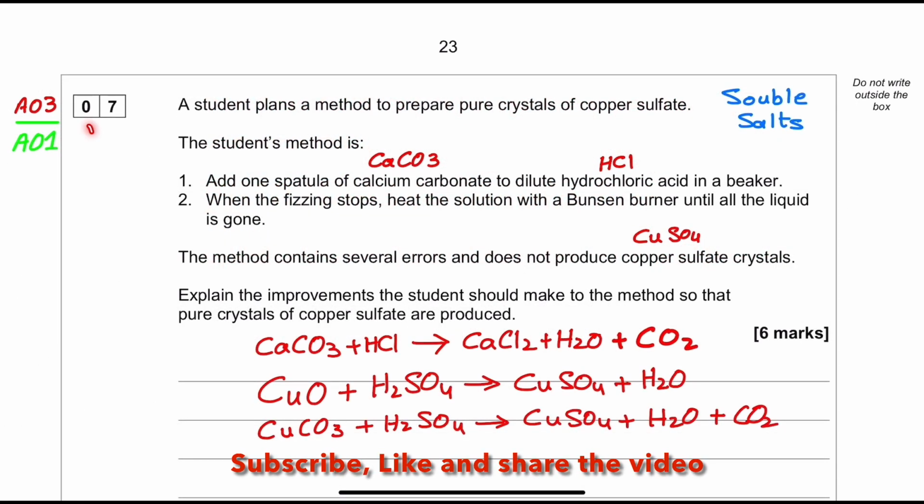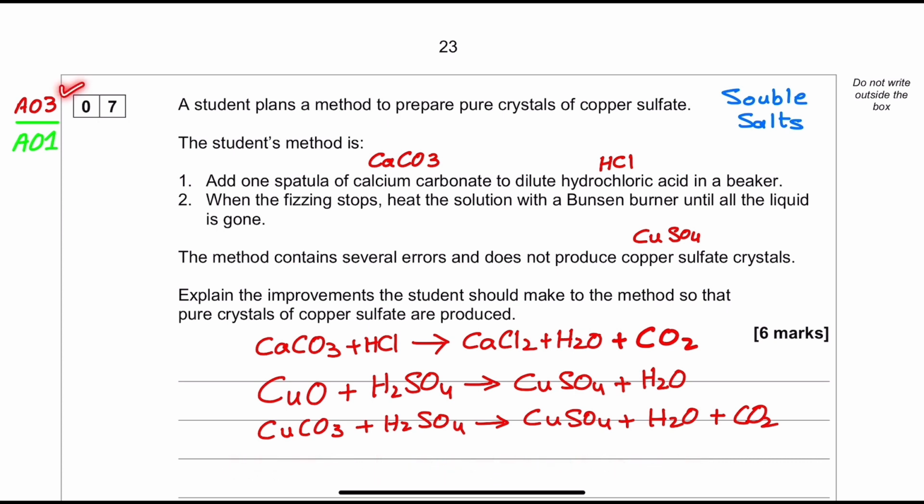Question number 7. It is an AO3 and AO1 combination question, and this question is from Soluble Salts. A student plans a method to prepare pure crystals of copper sulfate.